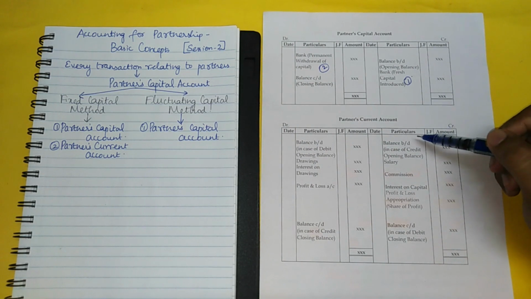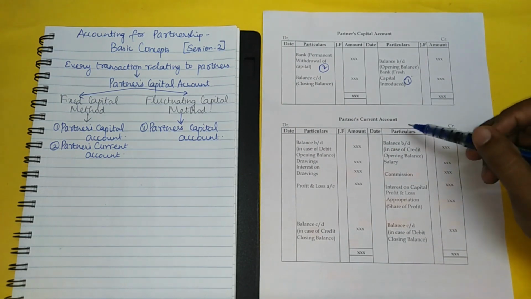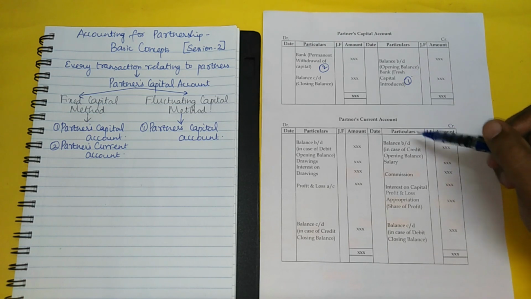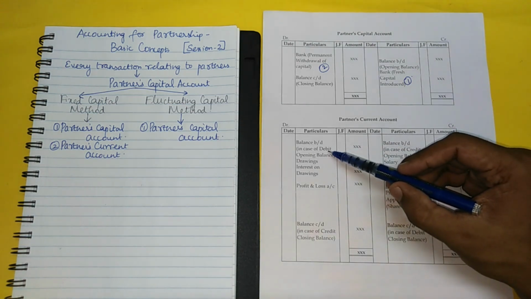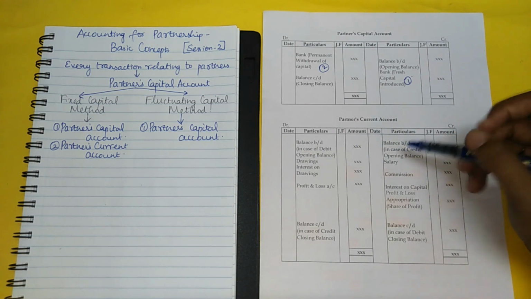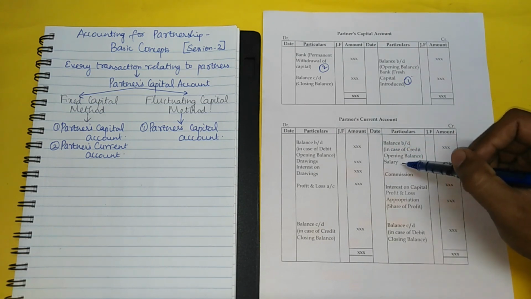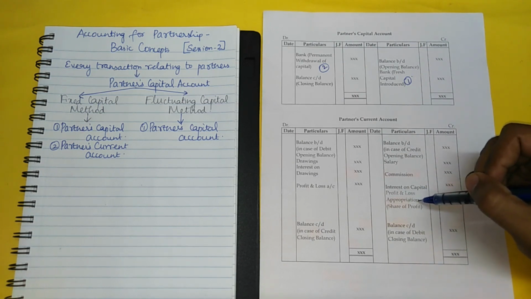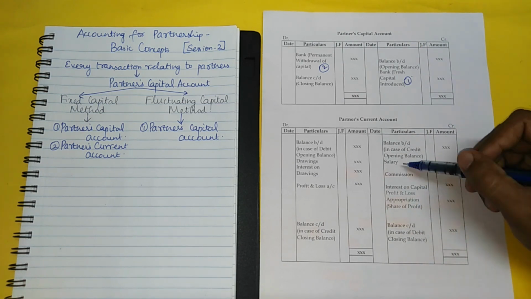Now let us move on to the partners' current account. As we saw, the partners' current account may have a debit as well as credit balance. So whenever there is a credit opening balance, we will be writing balance brought down on the credit side, and whenever there is an opening debit balance, we will be writing it on the debit side. So here in this partners' current account, we will be recording transactions like salary, commission, interest on capital, profit and loss appropriation, that is the share of profits. So these four items will be appearing on the credit side.